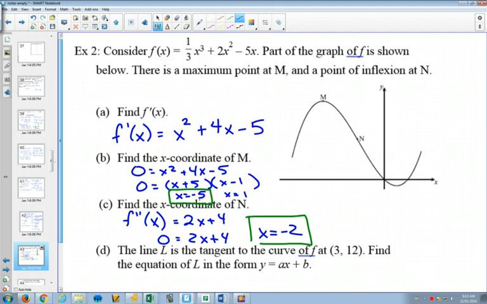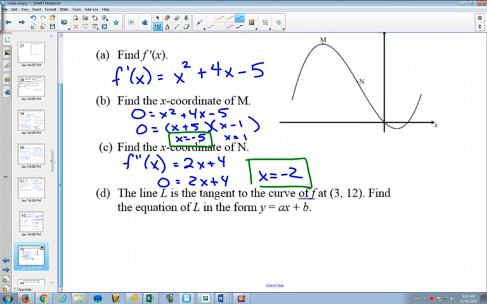And finally, D here, we've got a line L. It's tangent to 3, 12, which looks like it's off the graph here somewhere. And we want to find that equation. Well, how do we find the equation of any line? We need two things to find the equation of a line. We need a point, which we already have. What else do we need? The slope. So if we're trying to find the slope, what finds us slopes in calculus? Our derivative. Our first derivative finds us our slope.